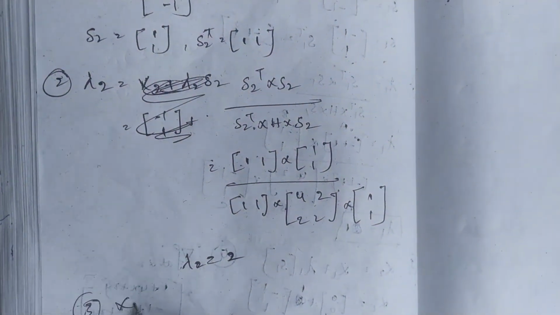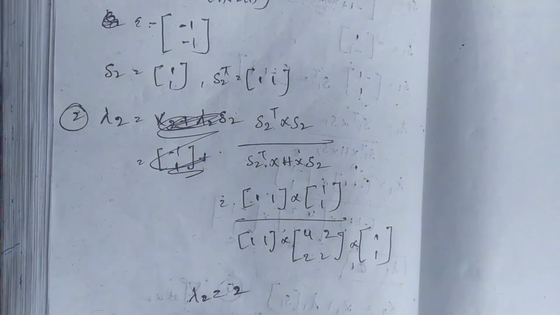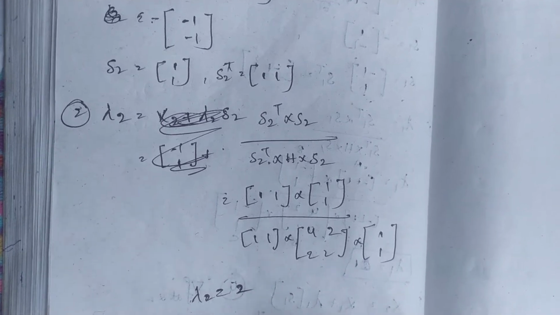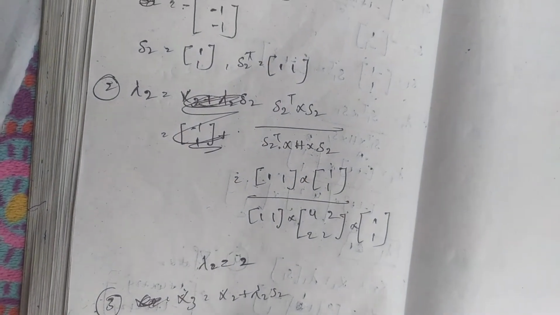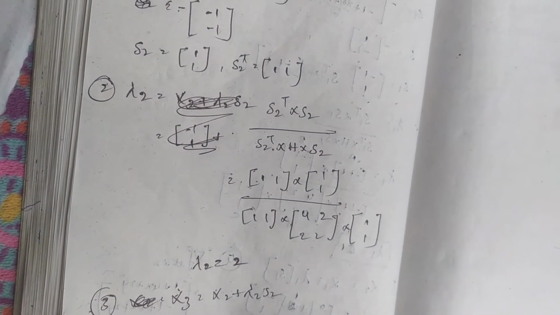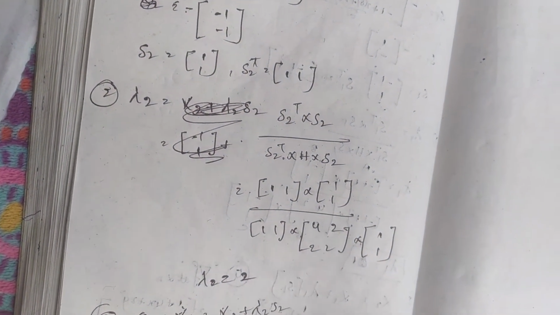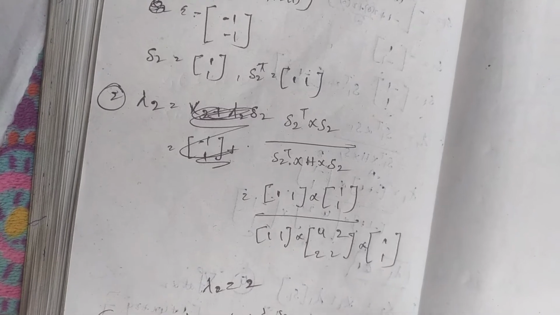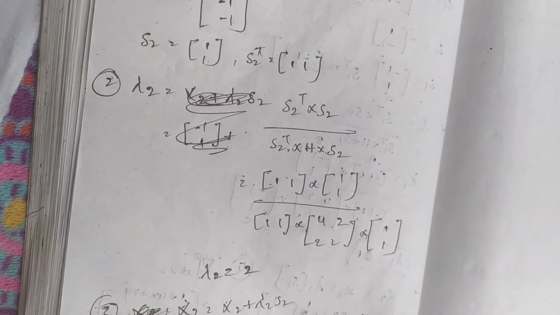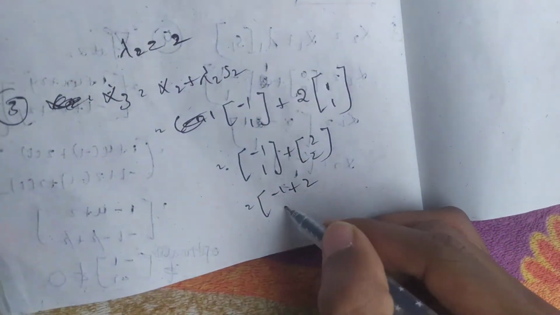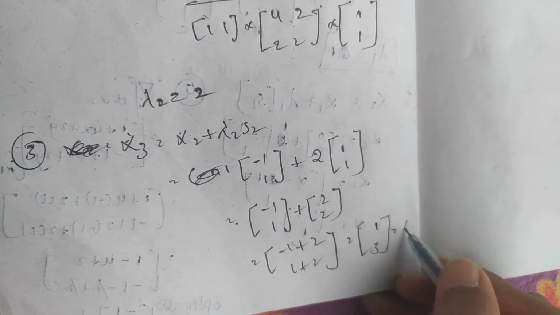Now we have to find x3, that is x2 plus lambda 2 into S2. Here x2 value is minus 1, 1. We write minus 1 plus lambda 2 is 2, S2 is 1, 1. So minus 1 plus 2, and 1 plus 2, we get the value 1, 3. This is the value for x3.